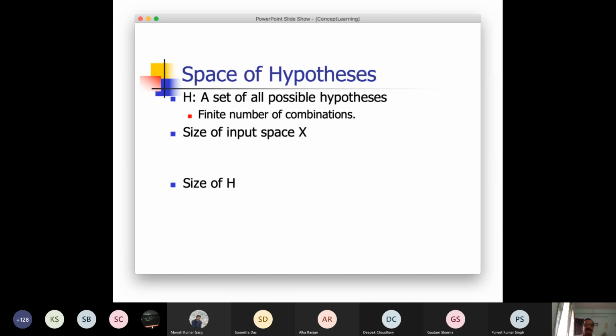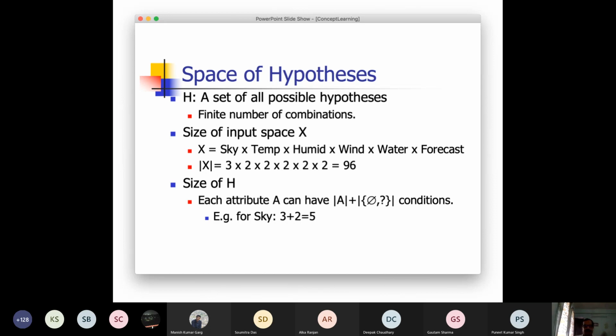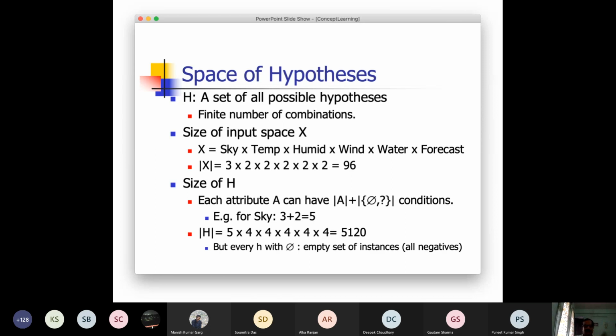Yeah, so we are here. So there is a finite number of combinations, as we see. The size of the input space will be the cardinality of these sets: sky, temp, humid, and this is the value. Size of hypothesis: I have already mentioned that each attribute can have so many literals, and if you multiply them, you will get this value. But since there is redundancy, finally you will get the distinct hypotheses. The number of distinct hypotheses would be 973.